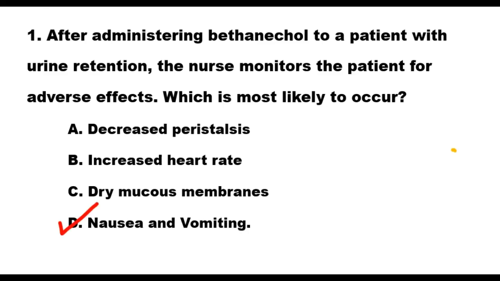The correct answer is D. Nausea and vomiting. With administering of bethanechol, there may be the adverse effects related with D, because the adverse effect of bethanechol is to cause nausea and vomiting by disturbance of the gastric motility. So the correct answer is D.